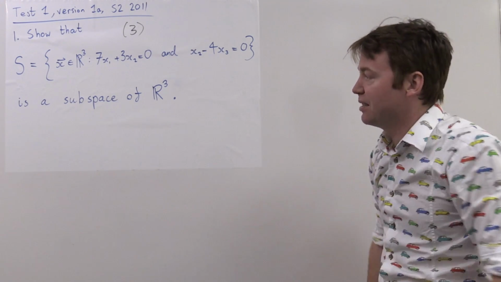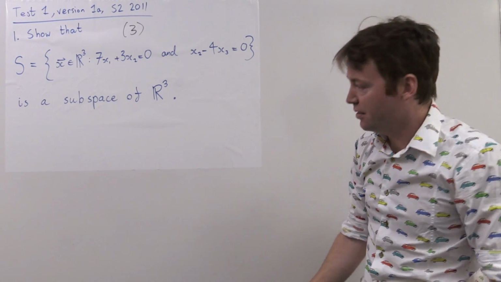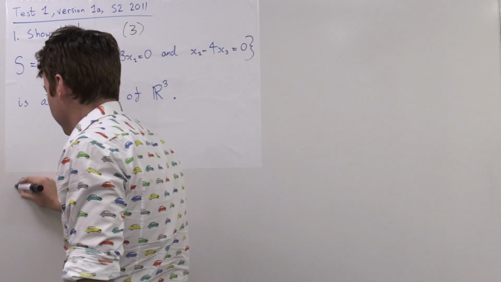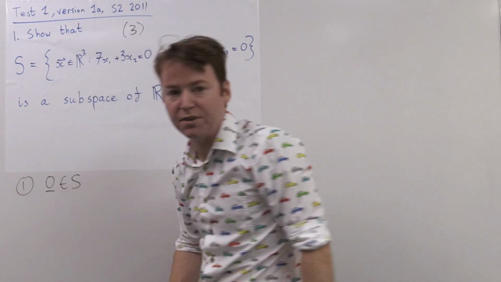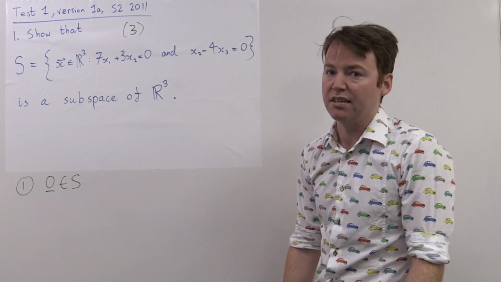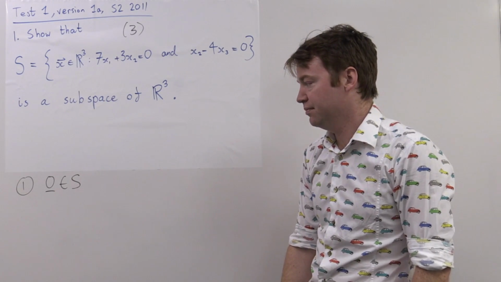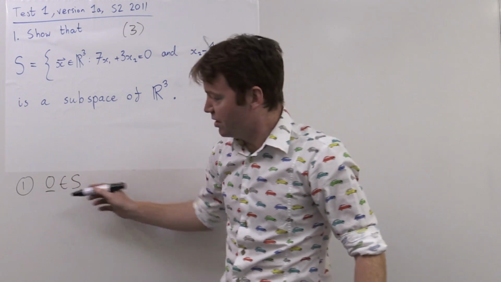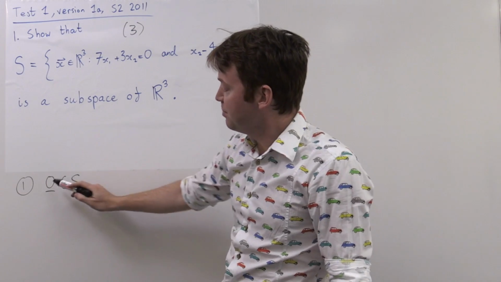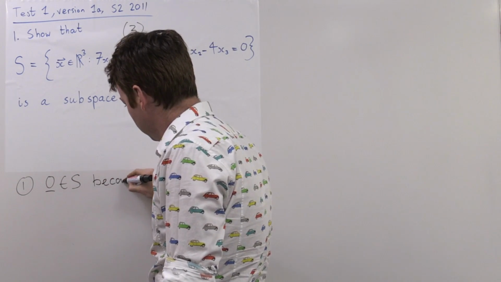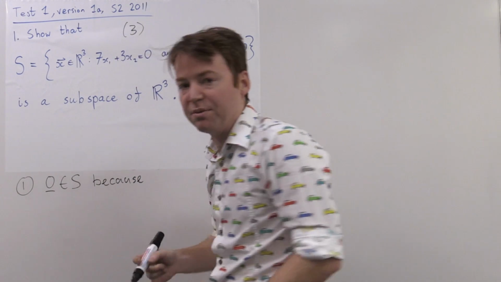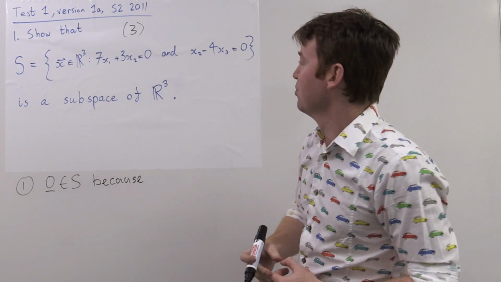In order to show something is a subspace, you need to do 3 things. You need to, first of all, show that 0 is in S. This is the first thing. Subspaces must contain the 0 vector. Good, so you're going to start proving that something is a subspace by saying 0 is in S because, and there's going to be some reason for this which will depend on what S looks like.